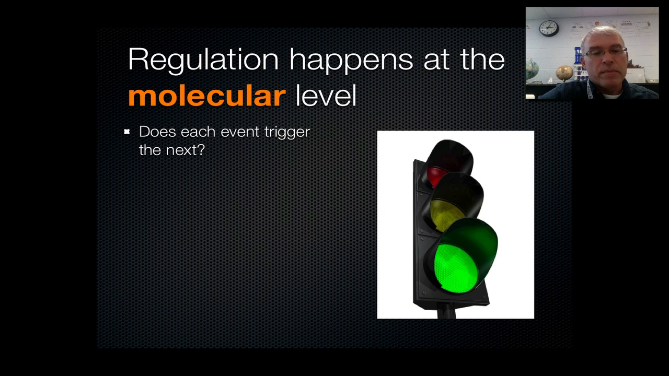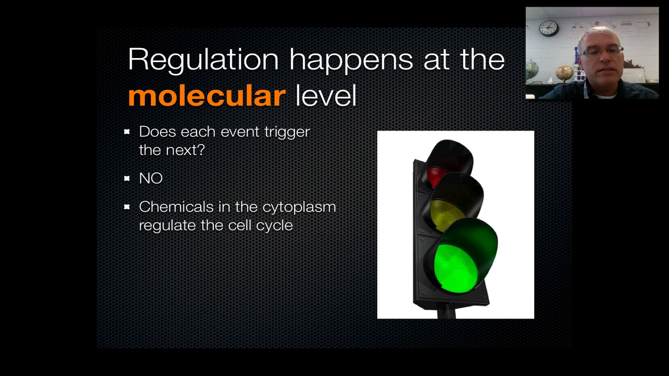Scientists asked the original question: does each event in the cell cycle, like G1, S, G2, prophase, metaphase, anaphase, does each one trigger the one after it? Does the cell somehow know that it's finished one step so it knows to move on to the next step? No, that isn't the way it works.